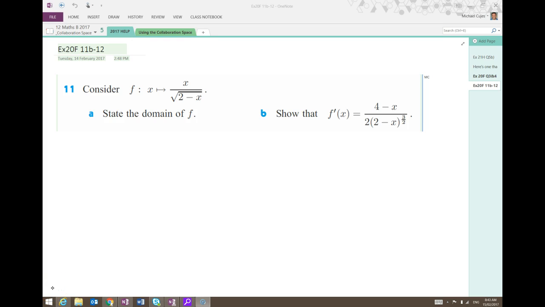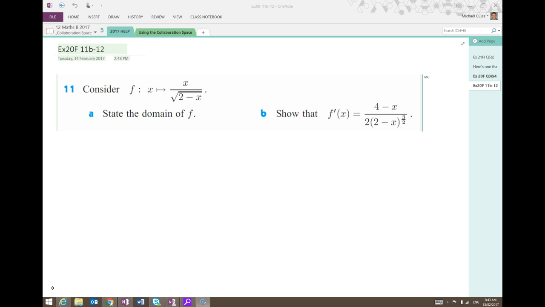Alright, so question here from 20F. We'll start with 11B first of all. Consider this function f of x, or f is a mapping of x onto the point x divided by the square root of 2 minus x. Show that the derivative is equal to this.